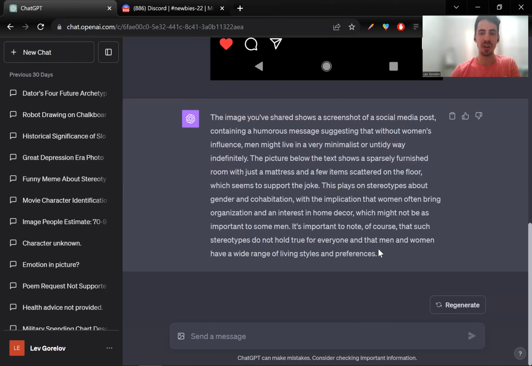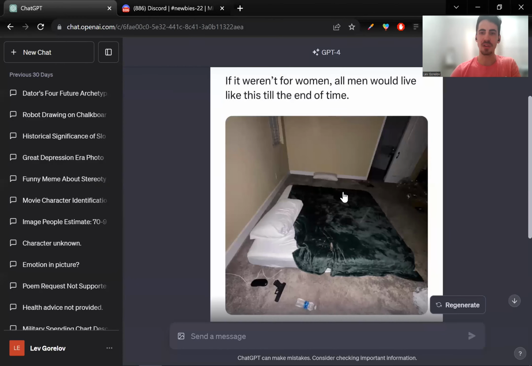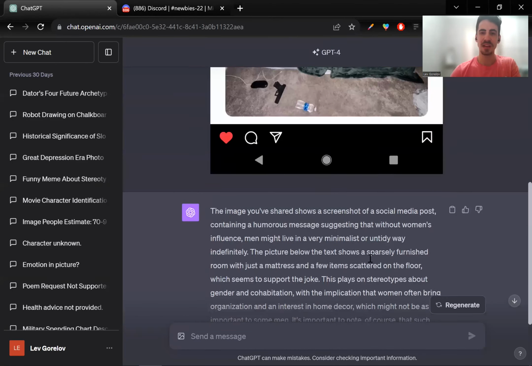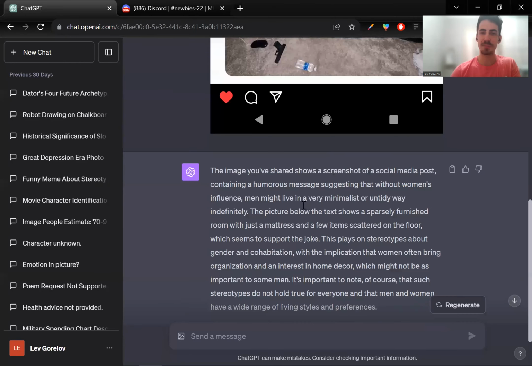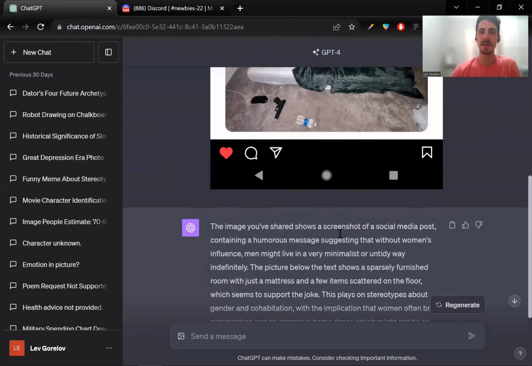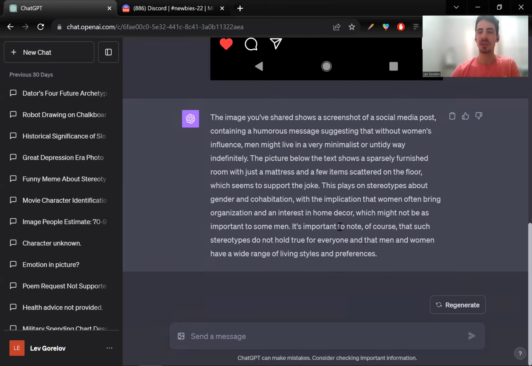It does not hold true for everyone that men and women have a wide range of living styles and preferences. This sounds like my social work professor talking to me in one of my classes. So it passed that test with flying colors, correctly identified the joke, correctly identified that it plays on stereotypes, and even warned me that this stereotype is actually incorrect and harmful.